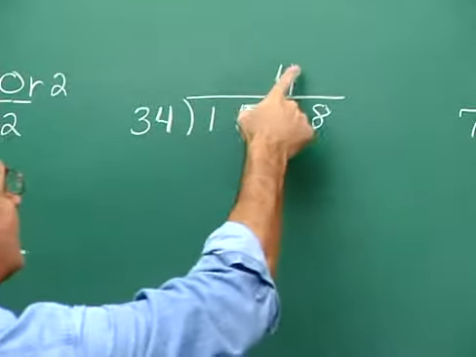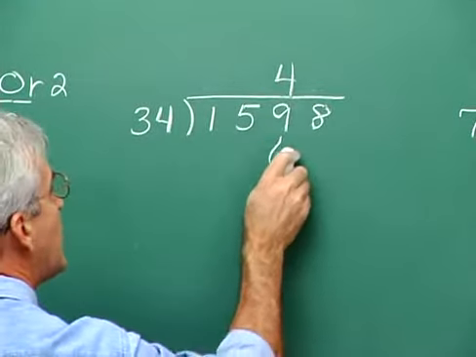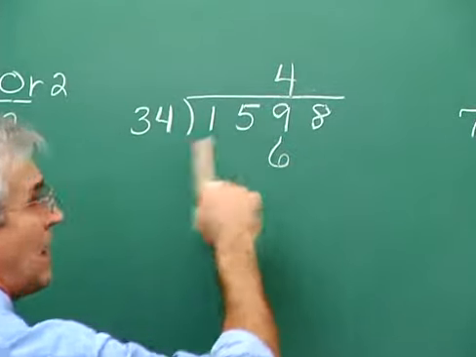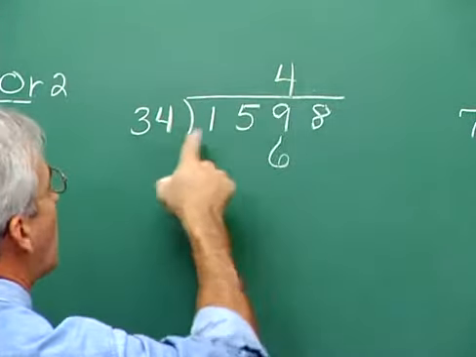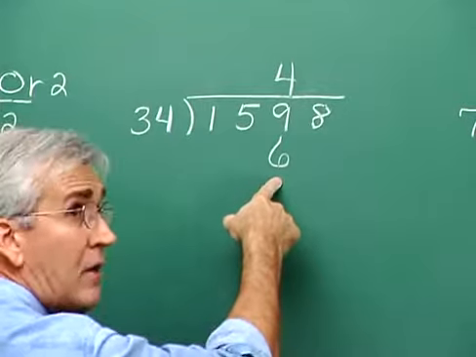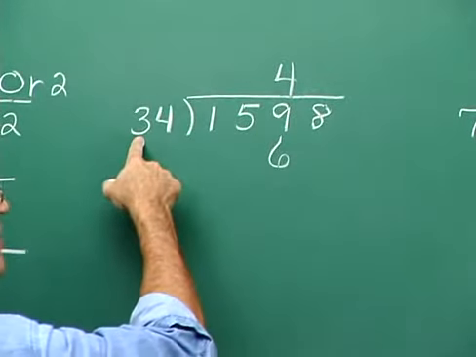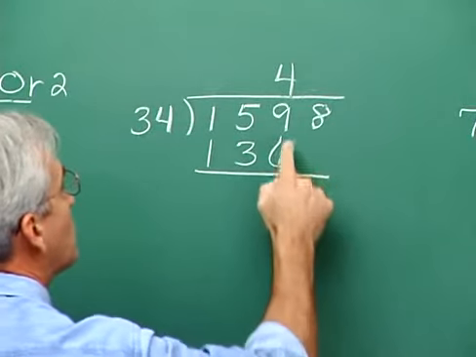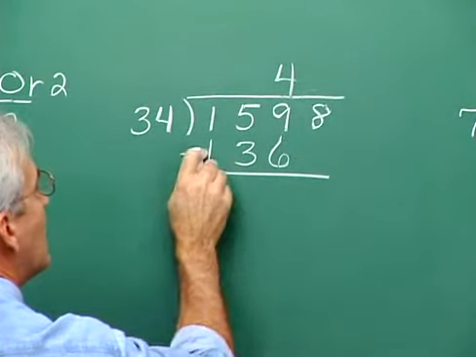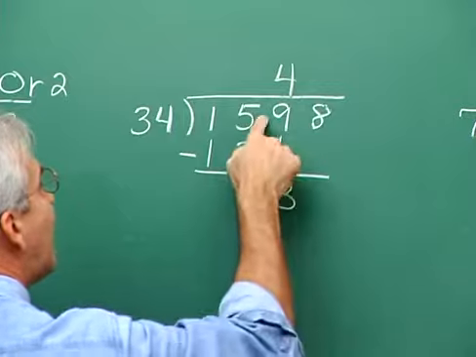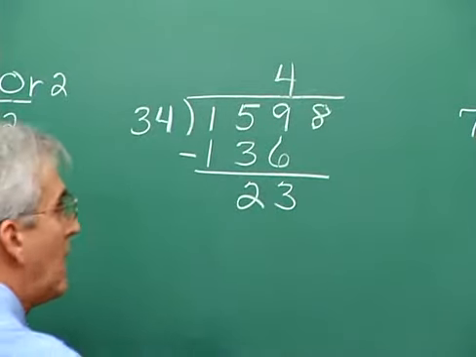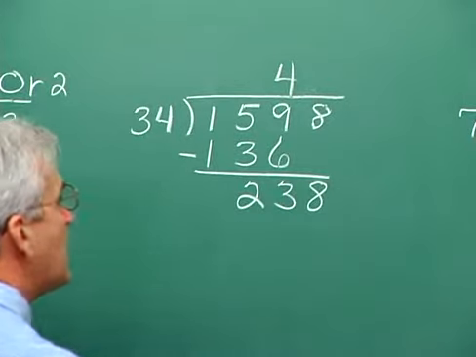So we have, let's see, 4 times 4, 16, 4 times 3, 12, and 1. Now, I went through that too fast. 4 times 4 is 16. We write the 6, we carry the 1. 4 times 3, 12, and the 1 that we carried is 13. Draw the line and subtract. 9 minus 6 is 3. 5 minus 3 is 2, so 23. Now we bring down the next digit and continue the process.